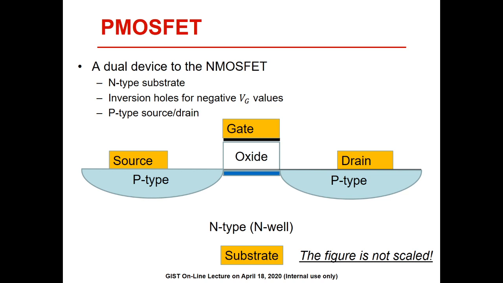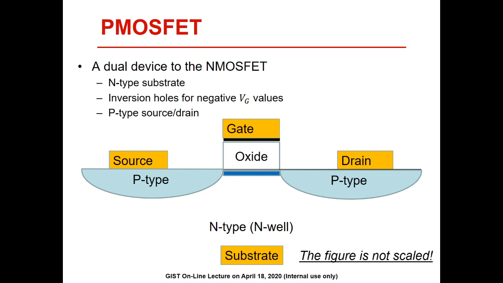Up to now, we have studied the structure of the MOSFET. The MOSFET with the p-type substrate is called the N-MOSFET. Here, N means that the electrons are charge carriers. There is also a dual device to the N-MOSFET. In this device, the holes are charge carriers. It is called the P-MOSFET.